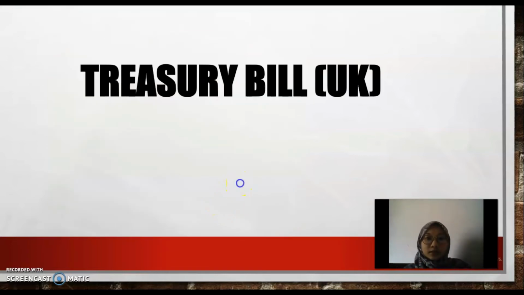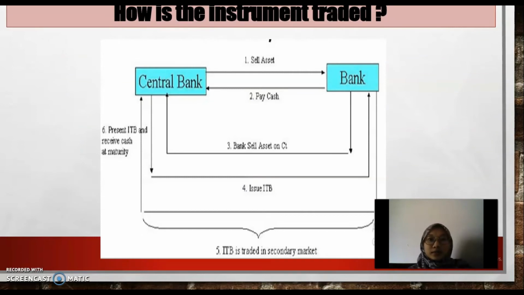Treasury bill in UK. Firstly, how is the instrument traded? Central bank sells asset to the bank. Bank pays cash to the central bank, and the bank sells the asset on credit sale to the central bank. Central bank issues treasury bill to the bank. The bank-issued treasury bill is traded in the secondary market, and the bank presents the treasury bill and receives cash at maturity from the central bank.